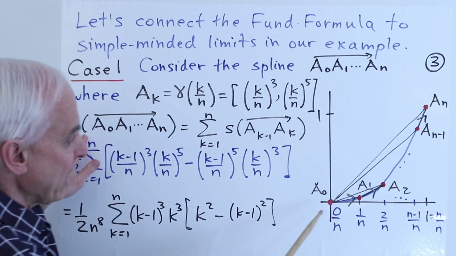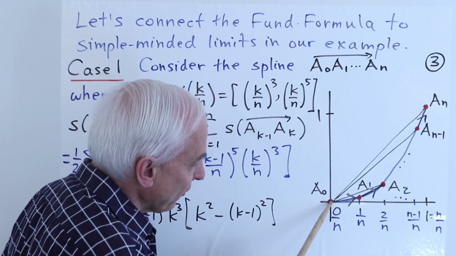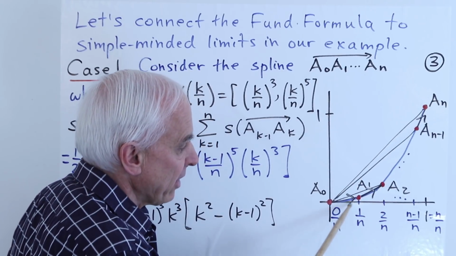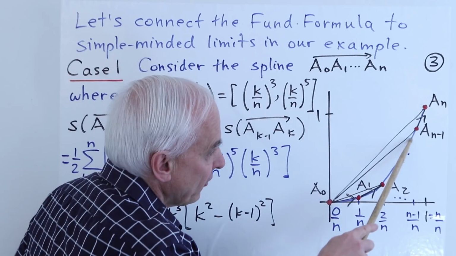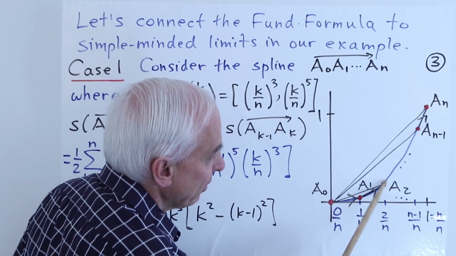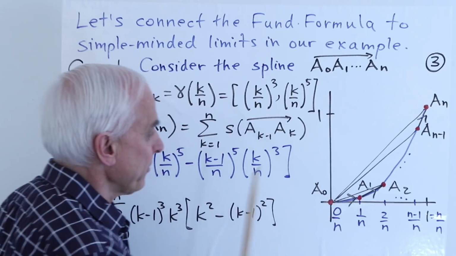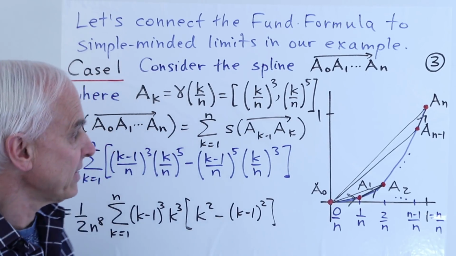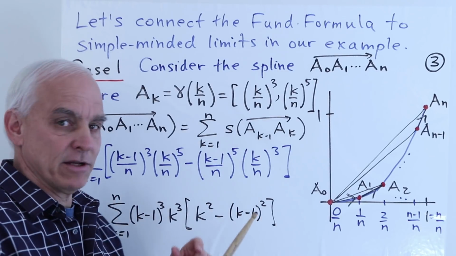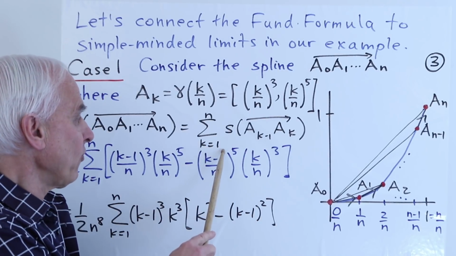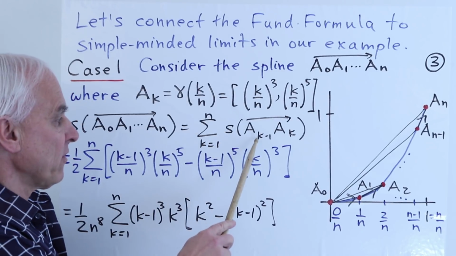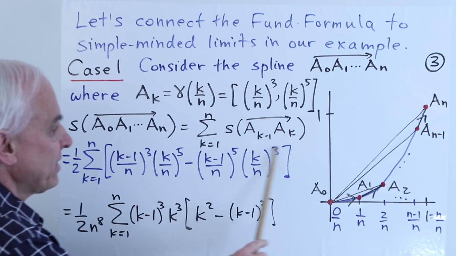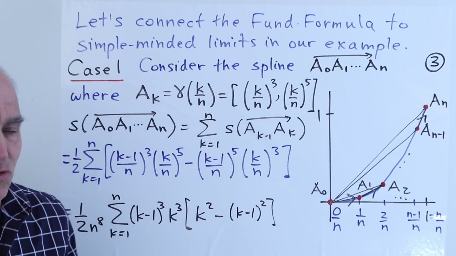Okay, so let's look at the signed area of this spline. So here's the spline, goes from here to here to here, all the way up to here to here. And we're taking the signed area of this thing, so it's really the area of this polygonal spline coming all the way back there. Okay, we know how to calculate the signed area of such a spline. It's the sum of the signed areas of each of its little pieces. So it's a sum from k equals 1 to n of the signed area of a sub k minus 1, a sub k.